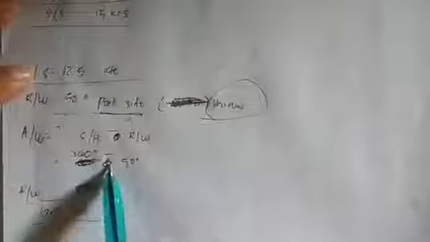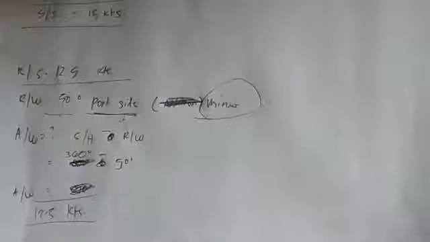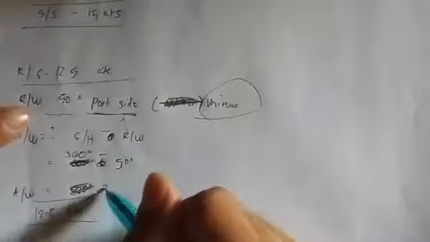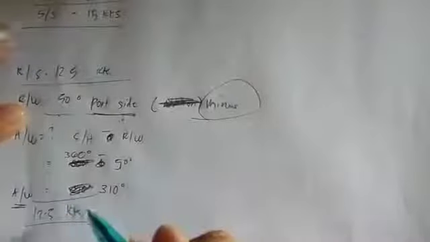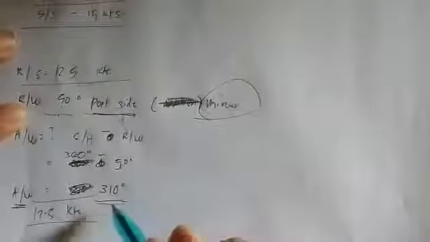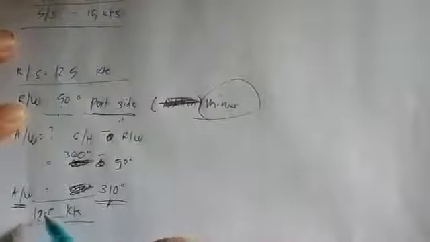The ship heading minus the relative wind, which is 360 degrees minus 50. So 360 degrees minus 50 is our apparent wind. So the answer is 310 degrees. So our apparent wind is 310 degrees with the speed of 12.5 knots.